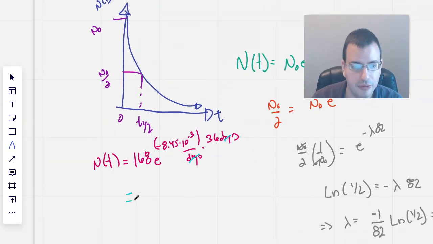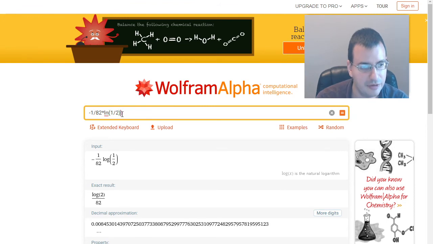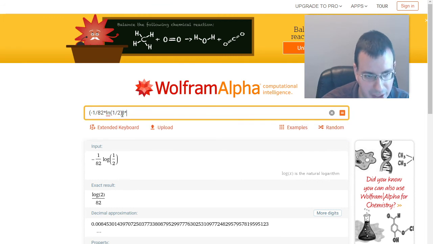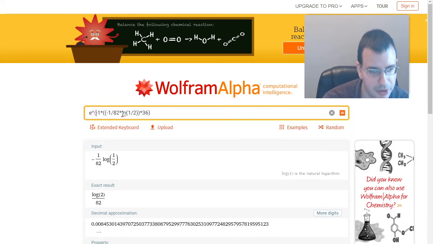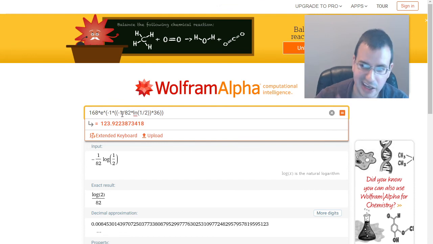Equals, I'm going to go to Wolfram for this. So this is our value of lambda, our constant. We're going to multiply that by 36. Put in another parenthesis just for good measure. Multiply by negative 1. Raise e to that power. Put another parenthesis because it's hard to have too many parentheses in life. When you're uncertain in life, just add in another parenthesis.